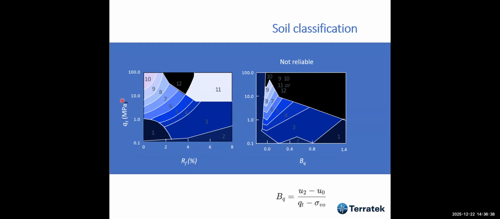In the past we used QC, and then we started using the QT, which was corrected. What we found was that these plots with the pore pressure parameter, calculated from U2, the measured pore pressure minus the hydrostatic pore pressure, over QT minus the total stress, are not a reliable classification method, because sometimes we cannot trust the U2.